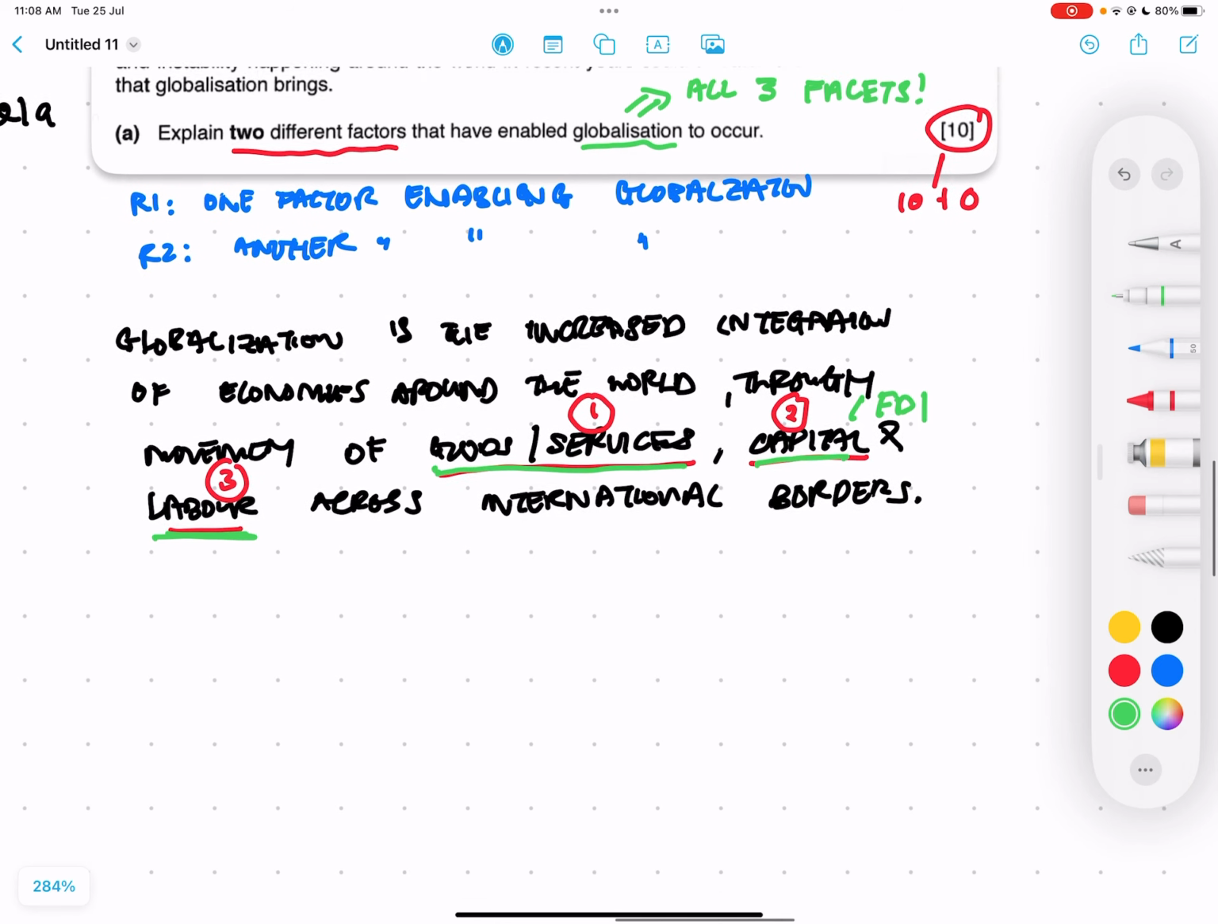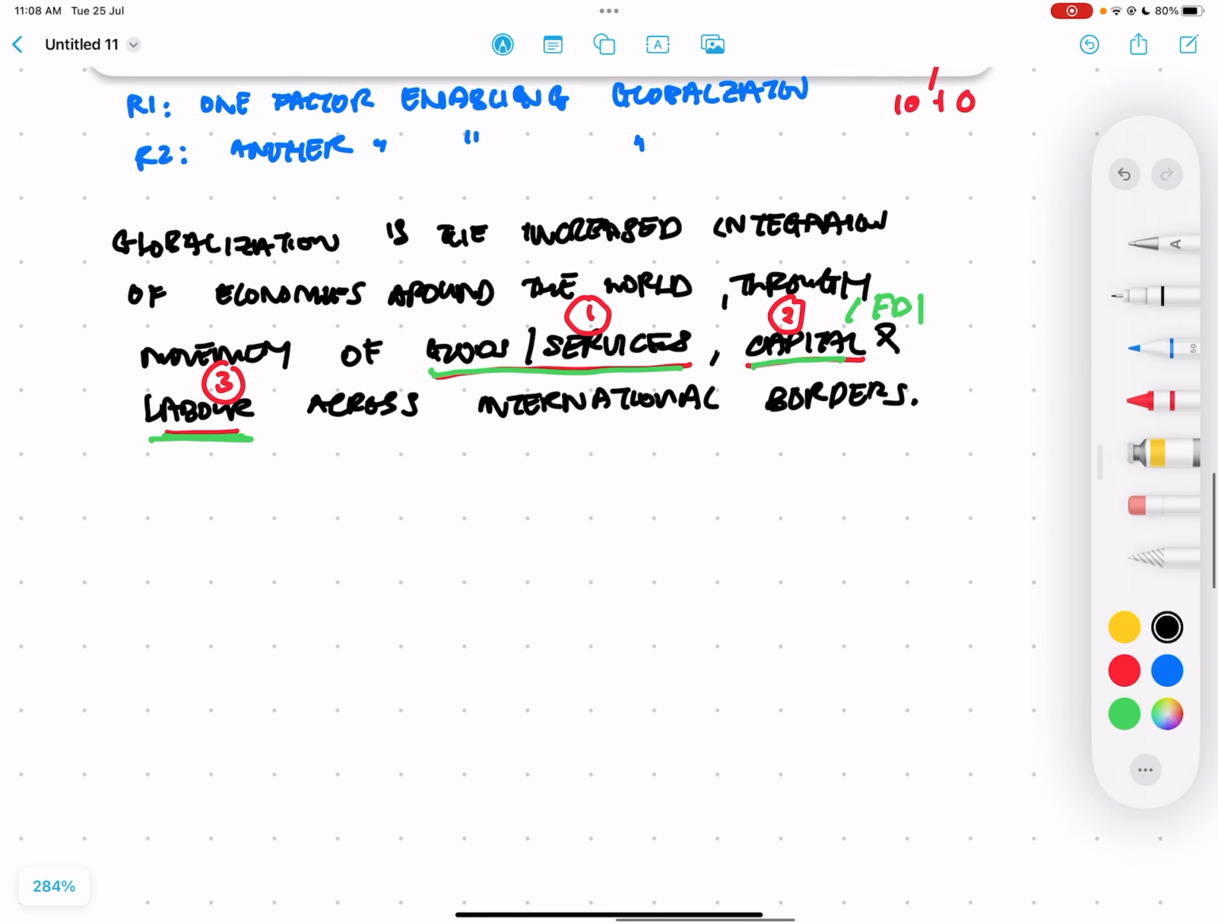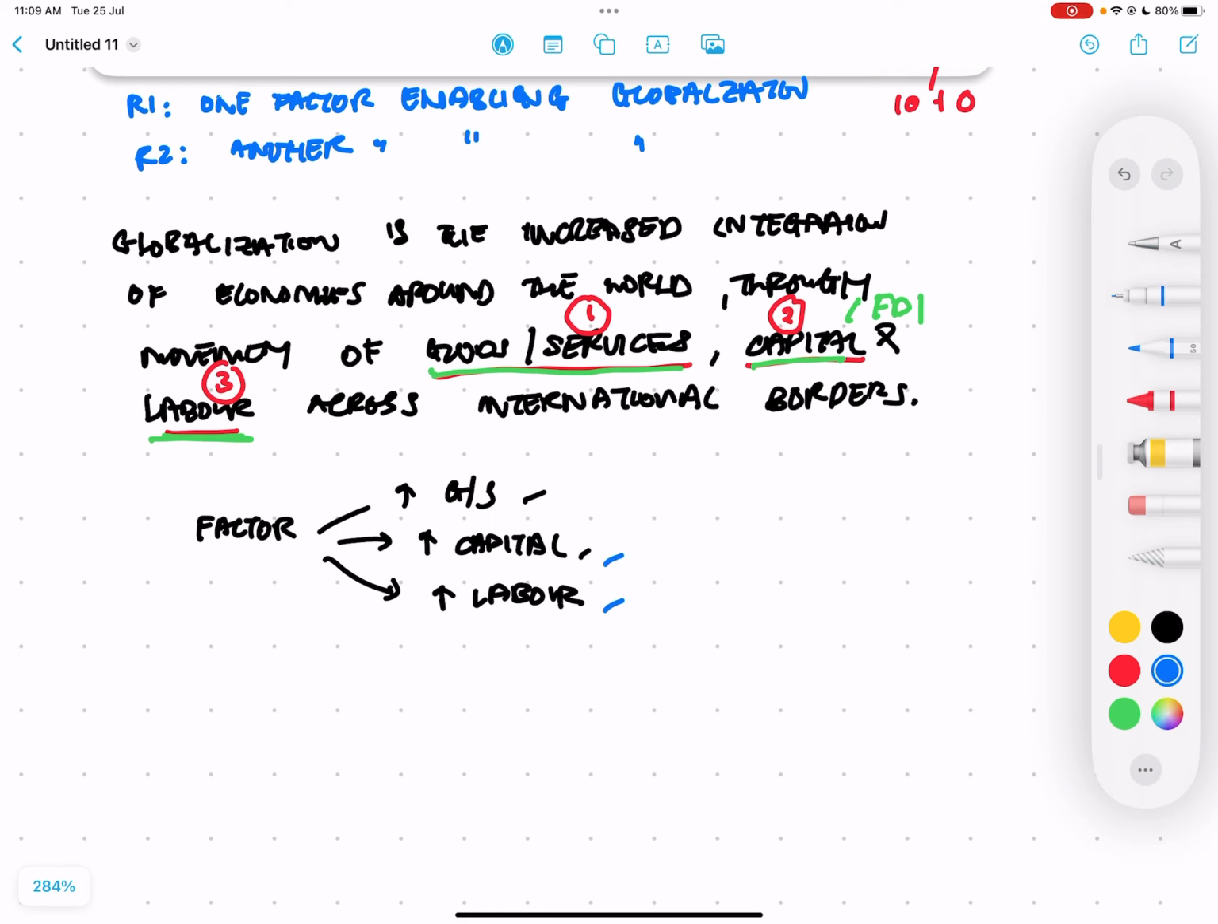Okay, so let's start on the first factor. You want a factor that will help you increase the movement of goods and services, the movement of capital, and the movement of labor. Ideally, if you cannot find a factor that can capture all three, it's fine. Then in your second factor, you just capture the rest. Maybe in the first factor, I can only capture 1 and 2, and in the second factor, maybe I'll capture 2 and 3. So long as all three are covered in the end across your whole essay, you should be fine.